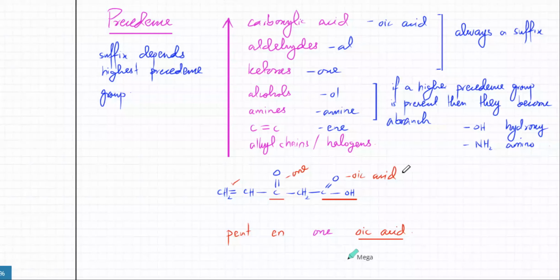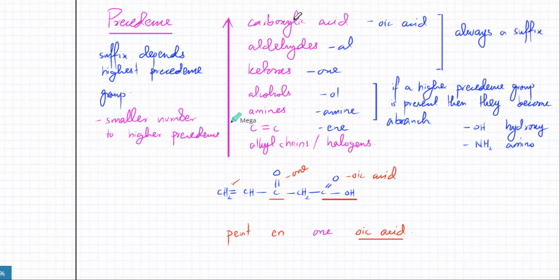So the next thing is you have to give the position of each one of the groups. And remember, counting is done to give the smaller number to the higher precedence group. So you don't care about all the other groups. You just care about the higher precedence group. Which is why we're going to count from which side? We're going to count from the right side. The carboxylic acid is the most important group. So this is 1, this is 2, this one is 3, and 4 and 5. So that means the carboxylic acid is at position number 1.